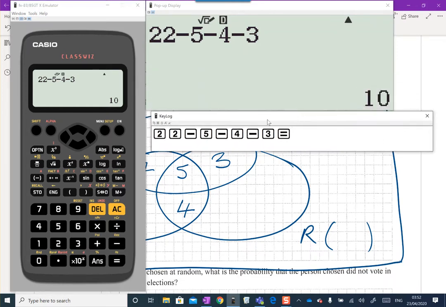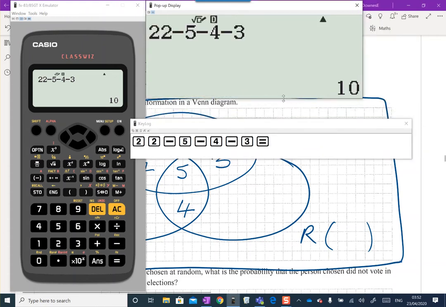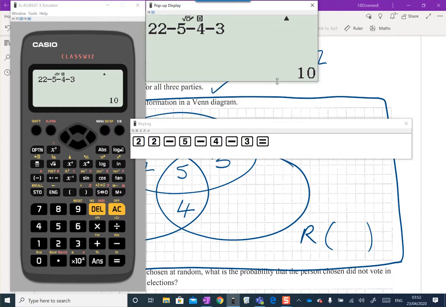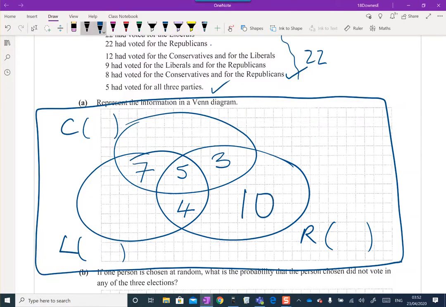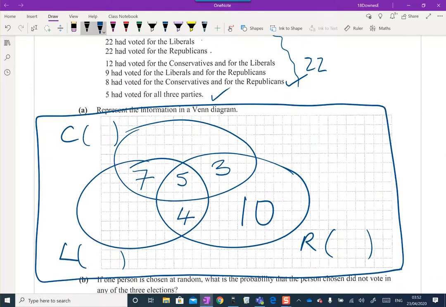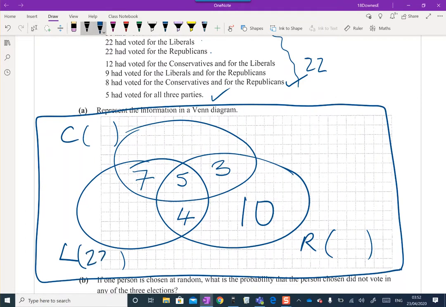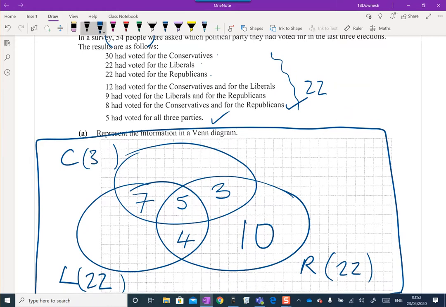Okay, there's my keystroke history there. Okay, so 10 goes here. 22 had voted for Liberals. By the way, writing that 22 here is great. And 22 were Republicans. And indeed, I'll just furthermore write 30 here.